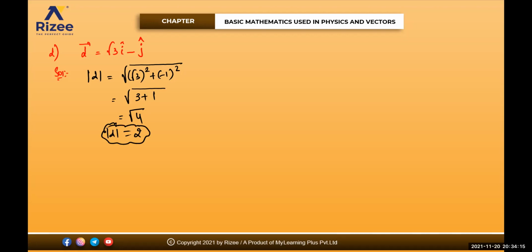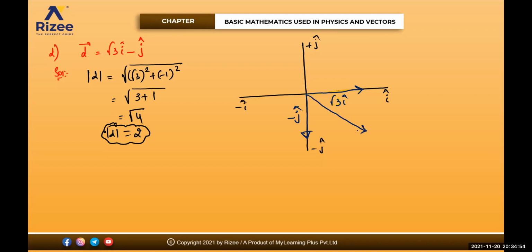Very good, 2. Now tell me the direction. This is positive i cap, negative i cap, positive j cap, negative j cap. So root 3 i cap is positive, that means here. This one is root 3 i cap. Another is j cap, that means down here. It is minus of your j cap. Resultant will be equal to this much. It will be making an angle with the first vector. So this will be your alpha.